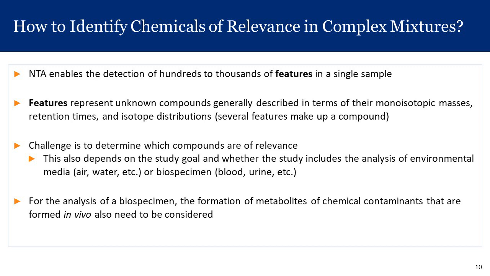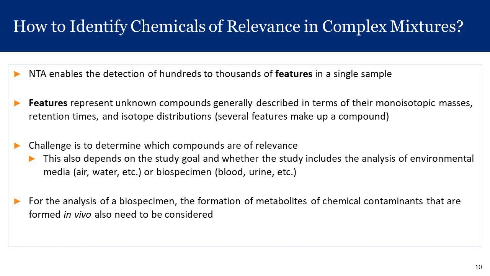The main challenge with these large numbers of features or compounds that are present in samples is to figure out which ones are actually of relevance. And this is highly dependent on the goal of the study that you are intending to do. So, for example, the question is, are you interested in assessing the presence of contaminants in different environmental media that you're exposed to? So thinking about, for example, air or water. Or are you interested in monitoring, for example, exposures in an occupational group of people by monitoring, for example, the blood and urine?